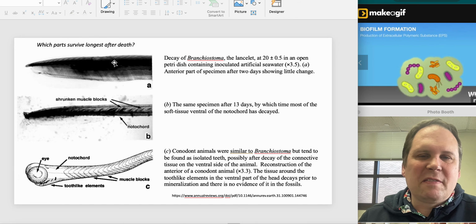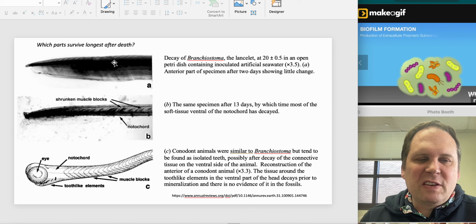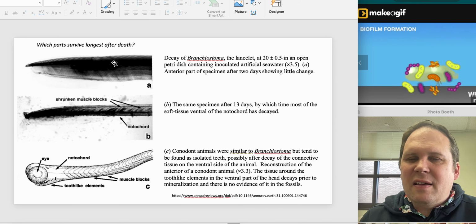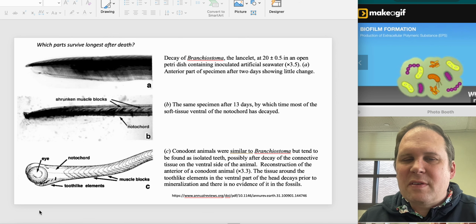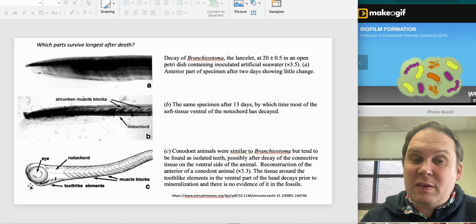But what happens if it's a fish? So here's a branchiostoma. It's a little jawless fish-like thing called a lancelet. And we think it's similar to these guys, which are called conodont animals. And more about those, but they are real common in the Paleozoic and very useful.